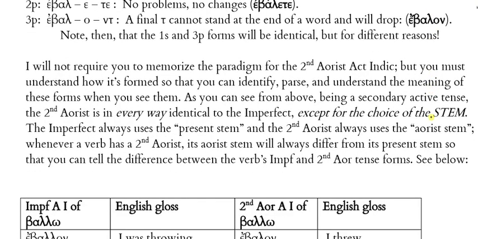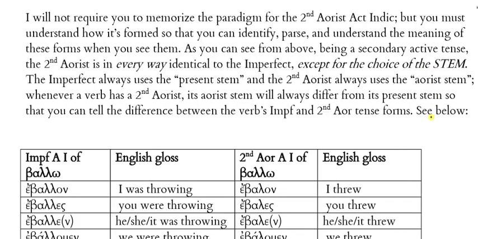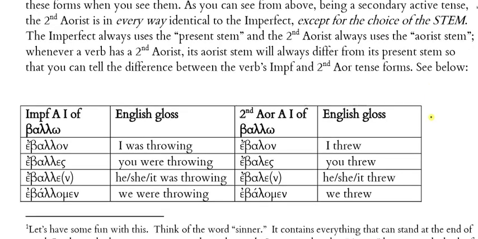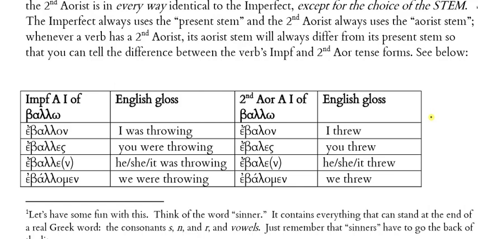Now, the difference here between the imperfect and the second aorist of ballo is on the chart. Look at how these are the same and different. Ebalon on the left, I was throwing. Ebalon, pronounced exactly the same way, but spelled with a single lambda, I threw. You see how both of them have augments. Both of them have the same connecting vowel, same personal ending. It is only the stem that differs here. That is the only thing.